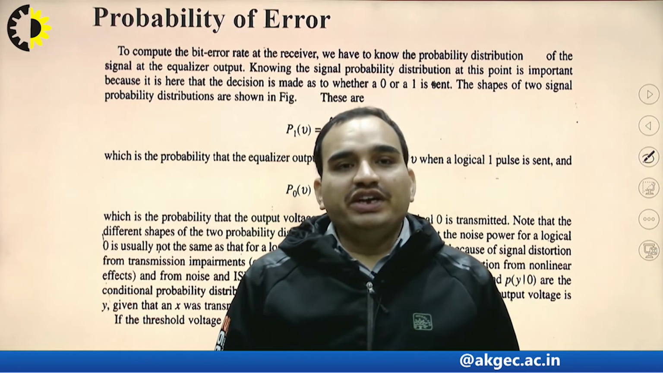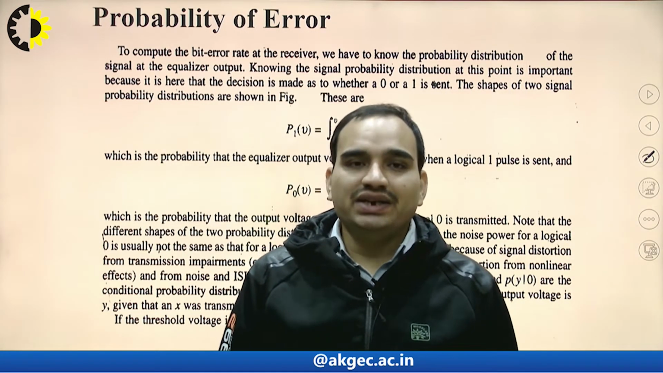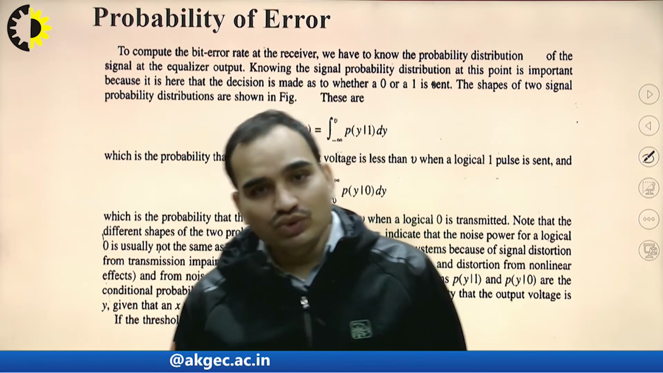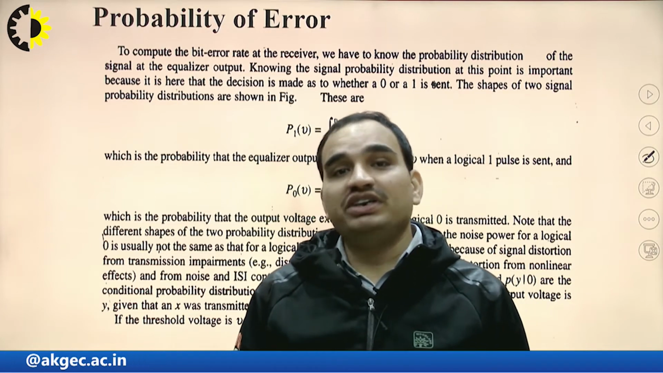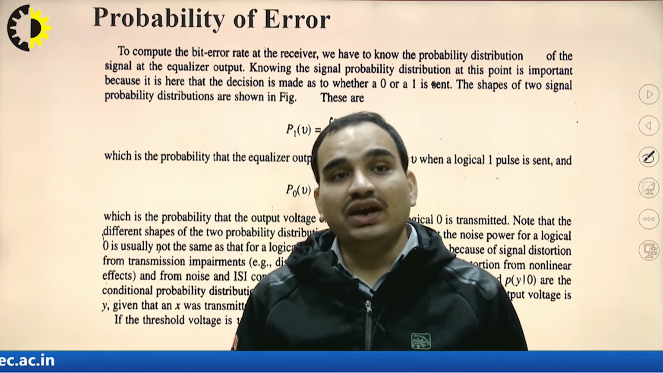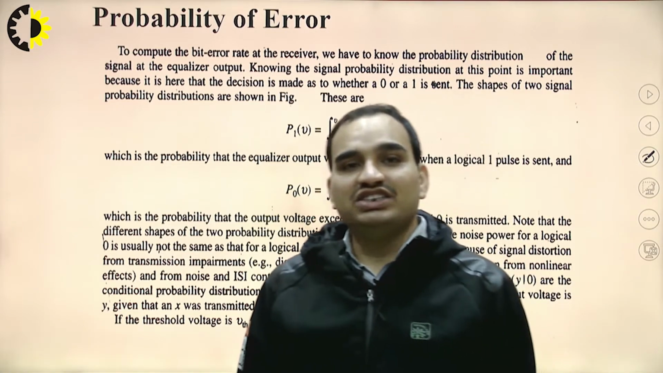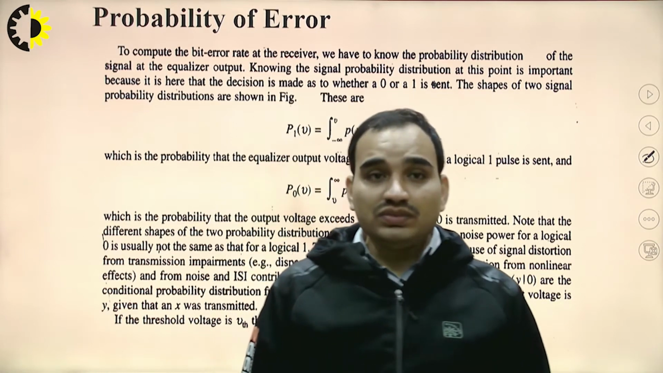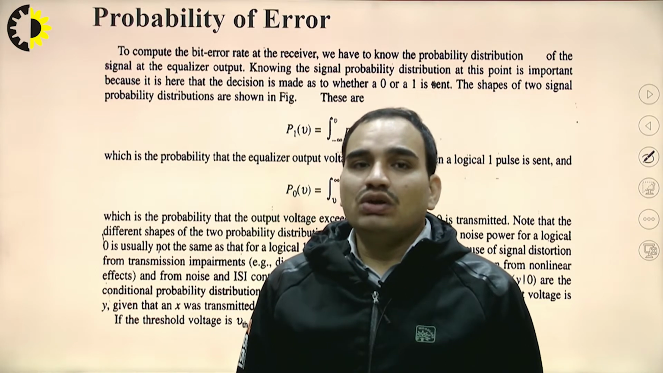We can calculate the probability of error by taking the area under the curve of the probability distribution. To compute the bit error rate at the receiver, we have to know the probability distribution of the signal at the equalizer output. Knowing the signal probability distribution at this point is important because it is here that the decision is made as to whether a 0 or 1 is sent.